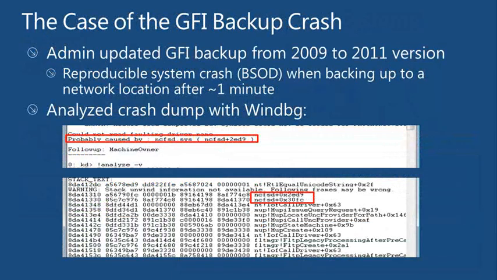Now, how about this one? An admin updated GFI backup program from the 2009 version to the 2011 version. And what started happening then is every time that he'd do a backup of the server to a network location, boom, blue screen. And it would just happen every single time. This is one where he was completely stopped. It's like, no server backups, or go figure out what the problem is.